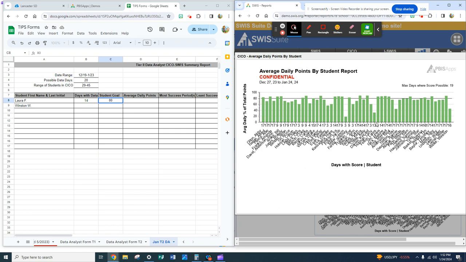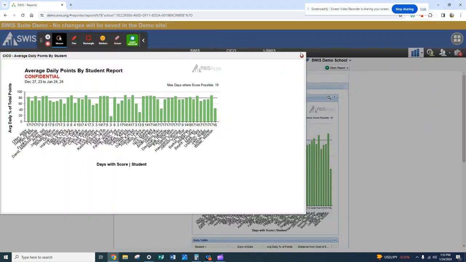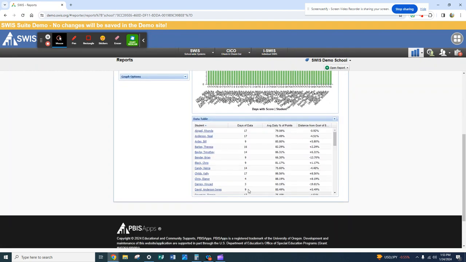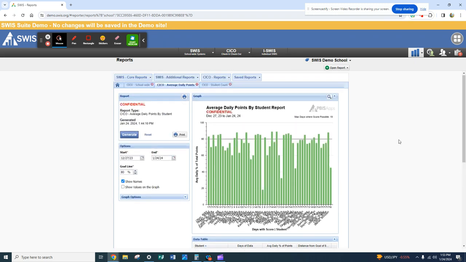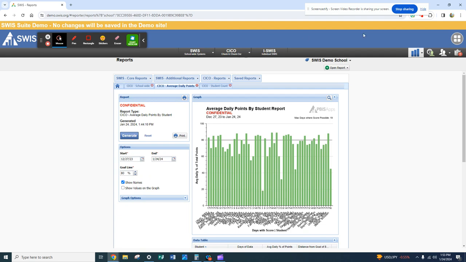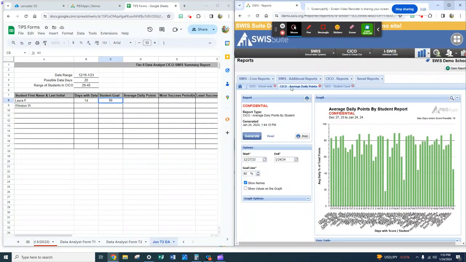Where'd she go? Her average daily points were like 30. Let's look down here. Yeah, we're using the kid next door, so 60%. I could just change the name, but that's not important right now. Okay, her average daily points are 60%.